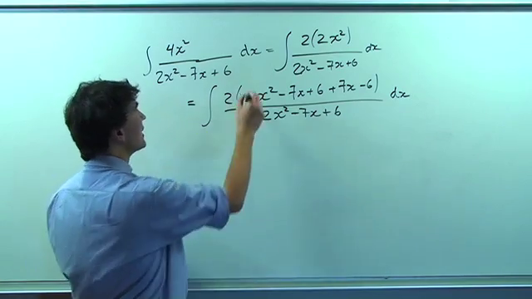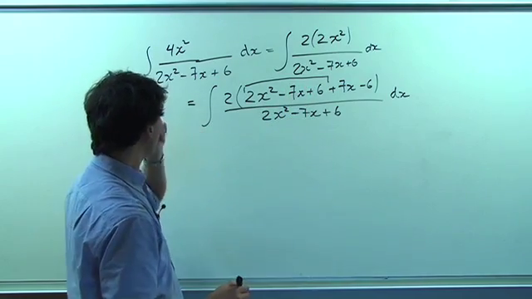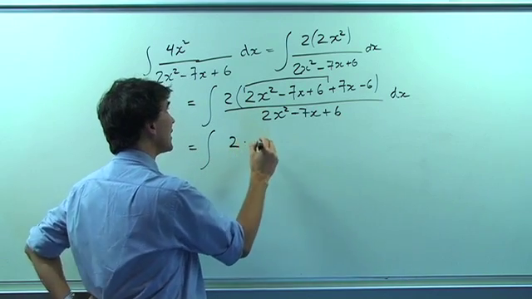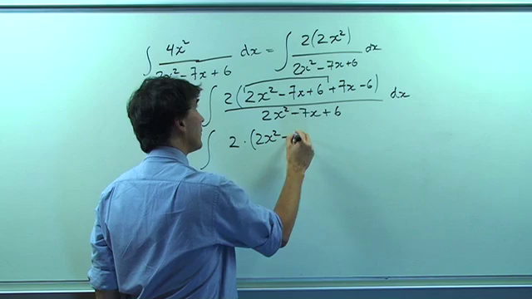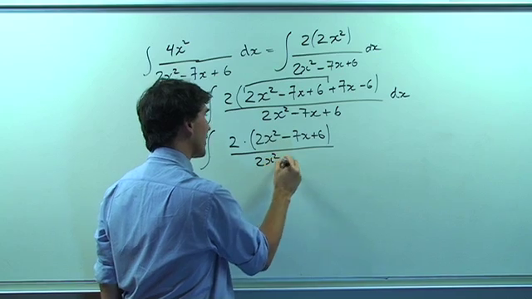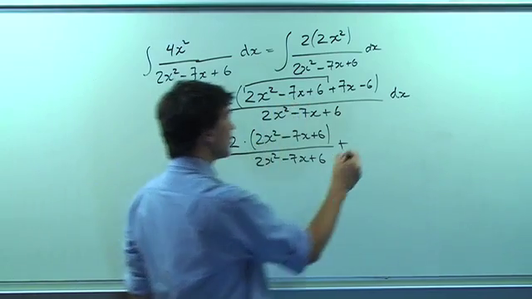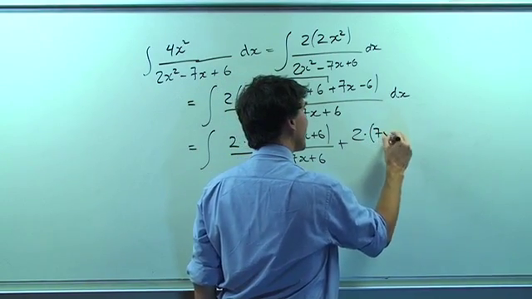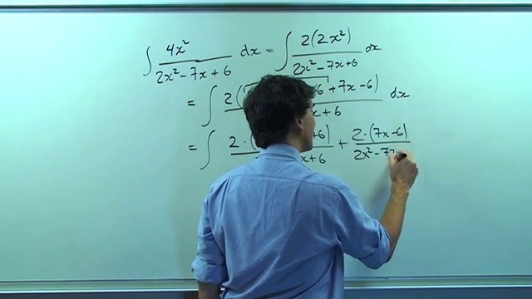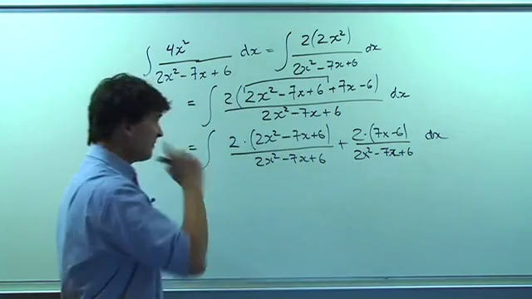Okay, well now I've got something here that looks precisely like the denominator, and there are a few bits and pieces left over. So I'm going to split this up. This is going to be 2 times 2x squared minus 7x plus 6, all divided by 2x squared minus 7x plus 6, and then plus the rest of it. So there will be 2 times 7x minus 6 divided by 2x squared minus 7x plus 6, all integrated with respect to x.